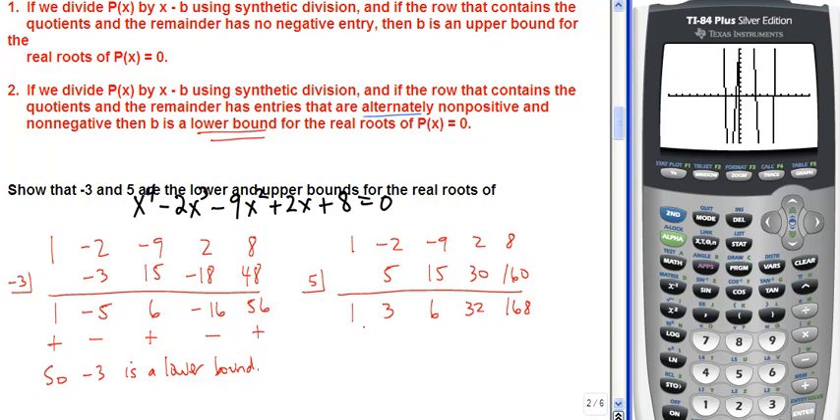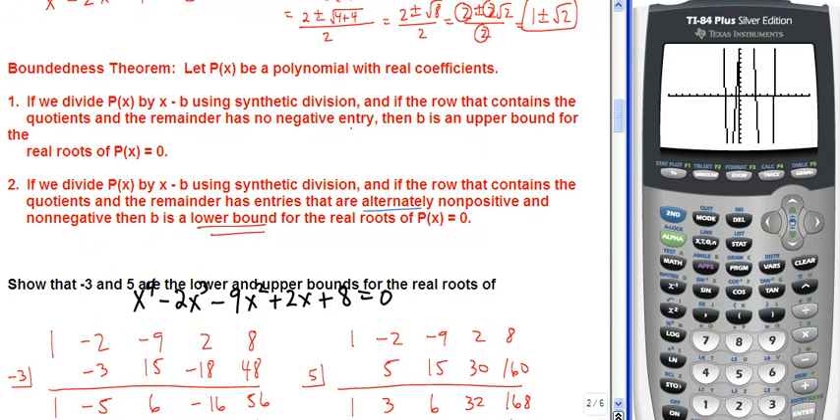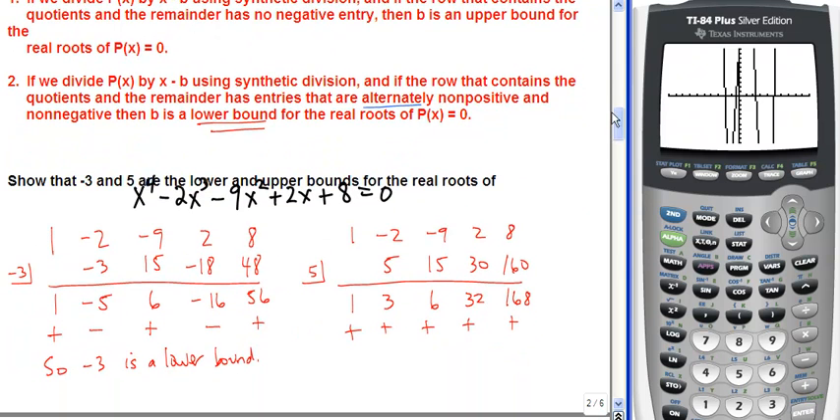So if you look at all of these, they're all plus. And that's what this number 1 says. If the row that contains the quotients and the remainder has no negative entries, so either positives or zeros, then we say that b, or that number in the box, is an upper bound for the real roots. So +5 is an upper bound.